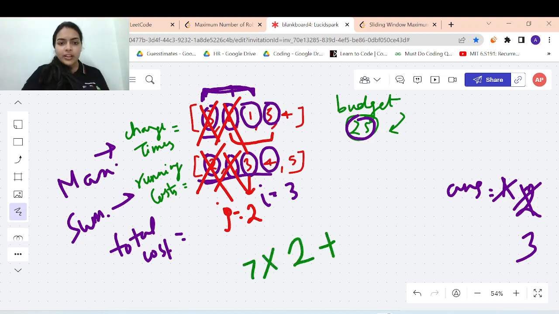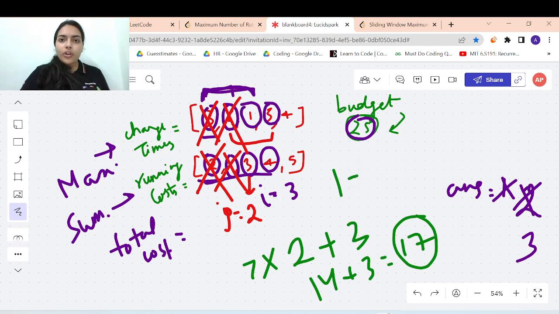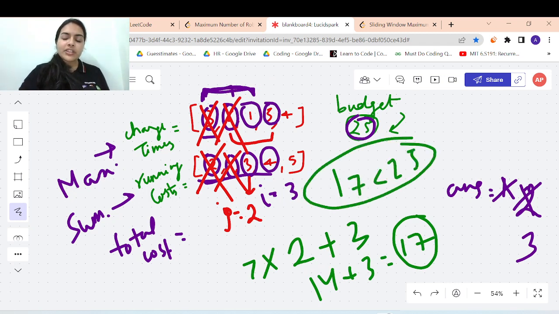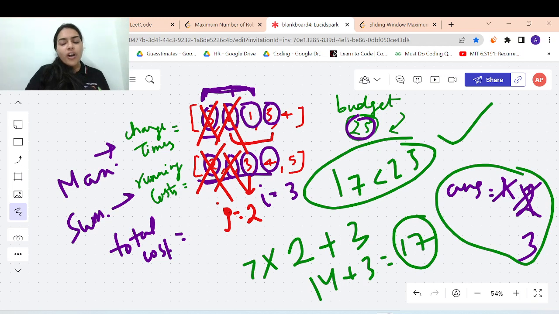2 elements only. And what is the maximum among these 2 elements? It is 3, right? The value of this element is 3. 14 plus 3 is equal to 17. 17 is our total cost. 17 is less than the budget, which is equal to 25. So it's amazing. This is allowed. We can pick these 2 robots. It will not exceed our budget, but the answer is already 3, right?